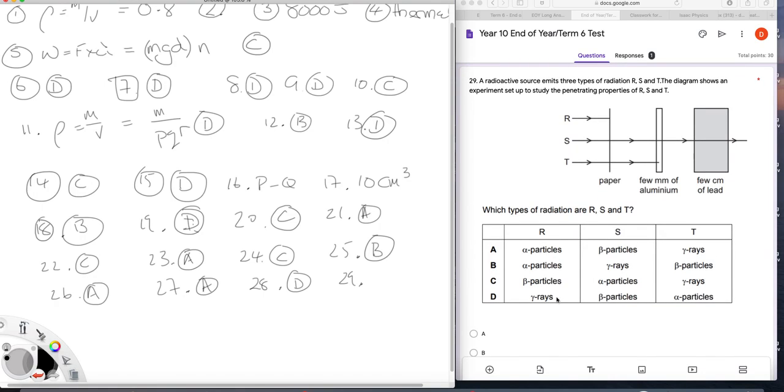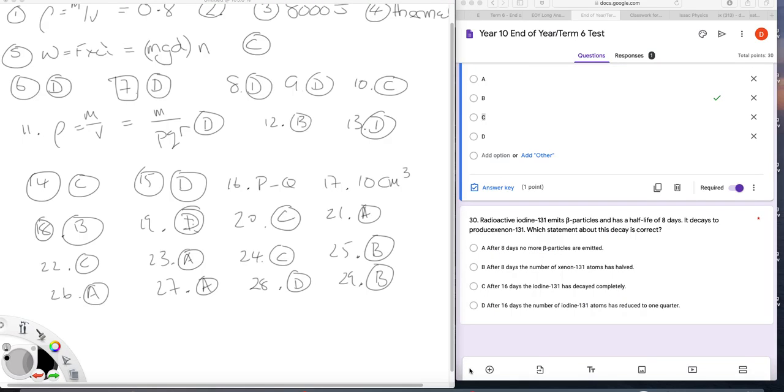29. A radioactive source emits three types of radiation, R, S, and T. The diagram shows an experiment set up to study the penetrating properties of R, S, and T. We can see R is stopped by the paper, so that's going to be alpha. S goes through the paper, goes through the aluminium, and goes through the lead, so S has to be gamma. T goes through paper, stopped by the aluminium, that's beta. So we've got alpha, gamma, beta. B.